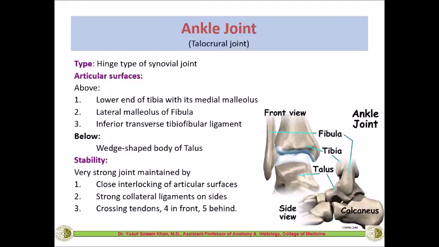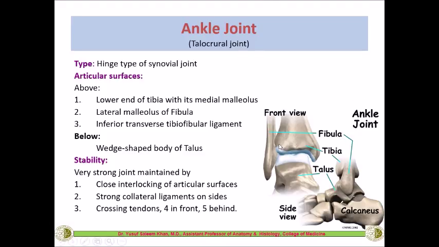Now coming to the ankle joint. This joint is also called the talocrural joint. This joint is a hinge type of synovial joint. We have seen already the classification of the joints, and in case of synovial joints, there is a type called the hinge type. So this is a hinge type of joint.